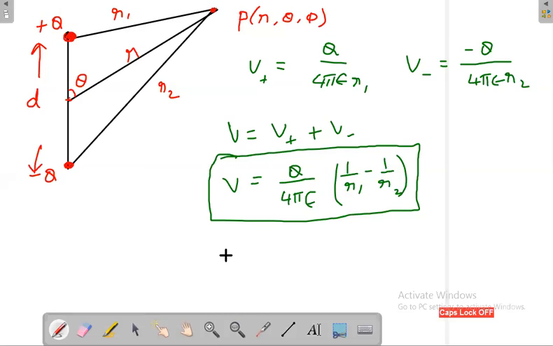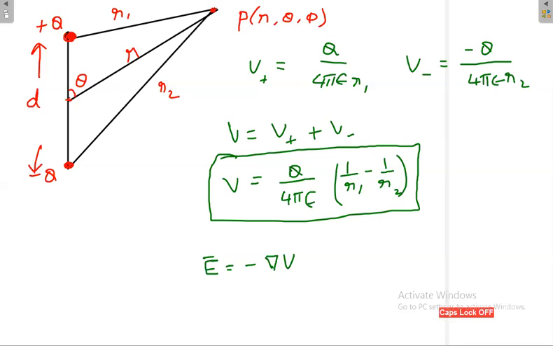Now we have one more idea. From the potential we can calculate the electric field. We have the relation, electric field E is equal to minus del V. The gradient of the potential will give you the electric field. From this relation, E is equal to minus del V.